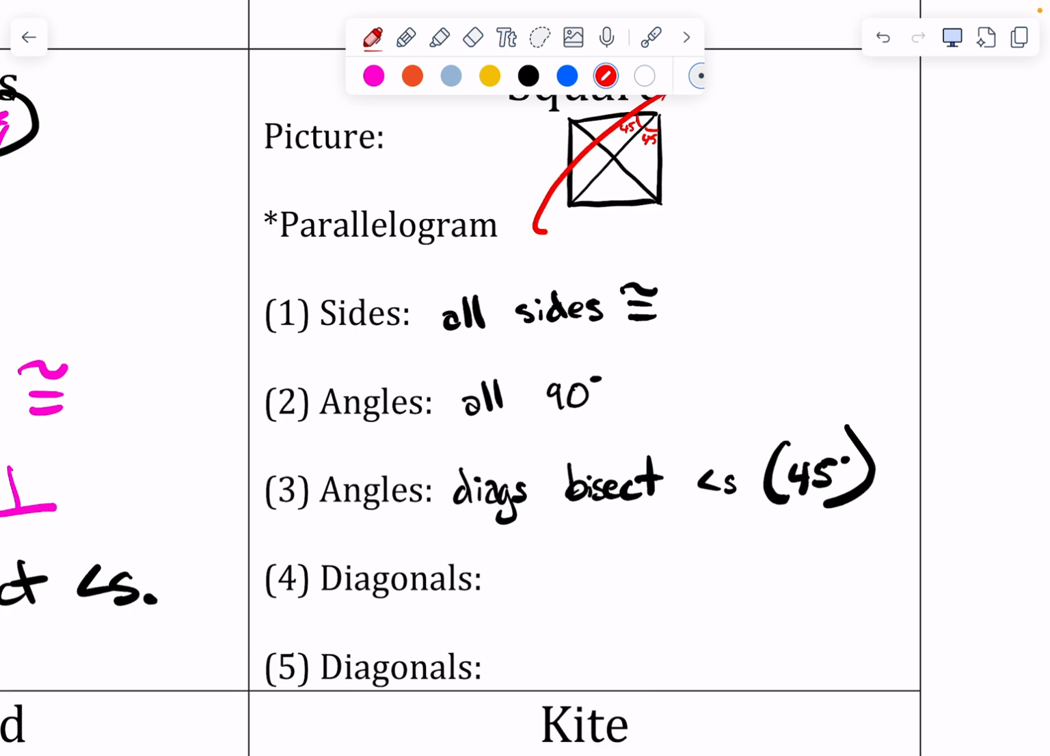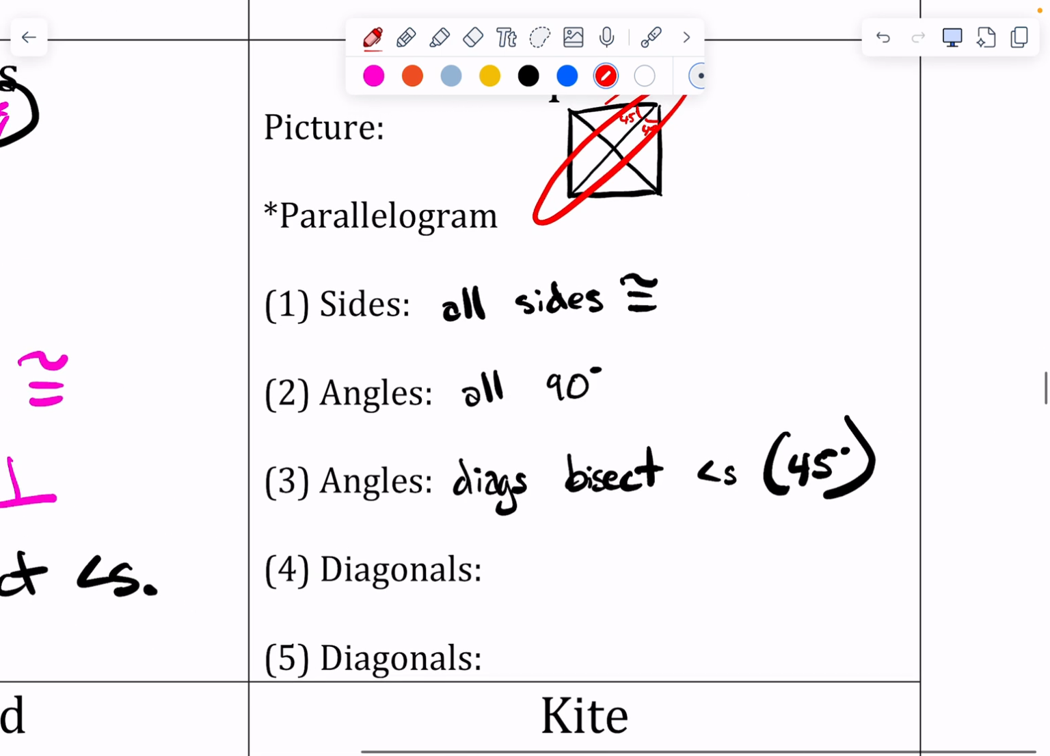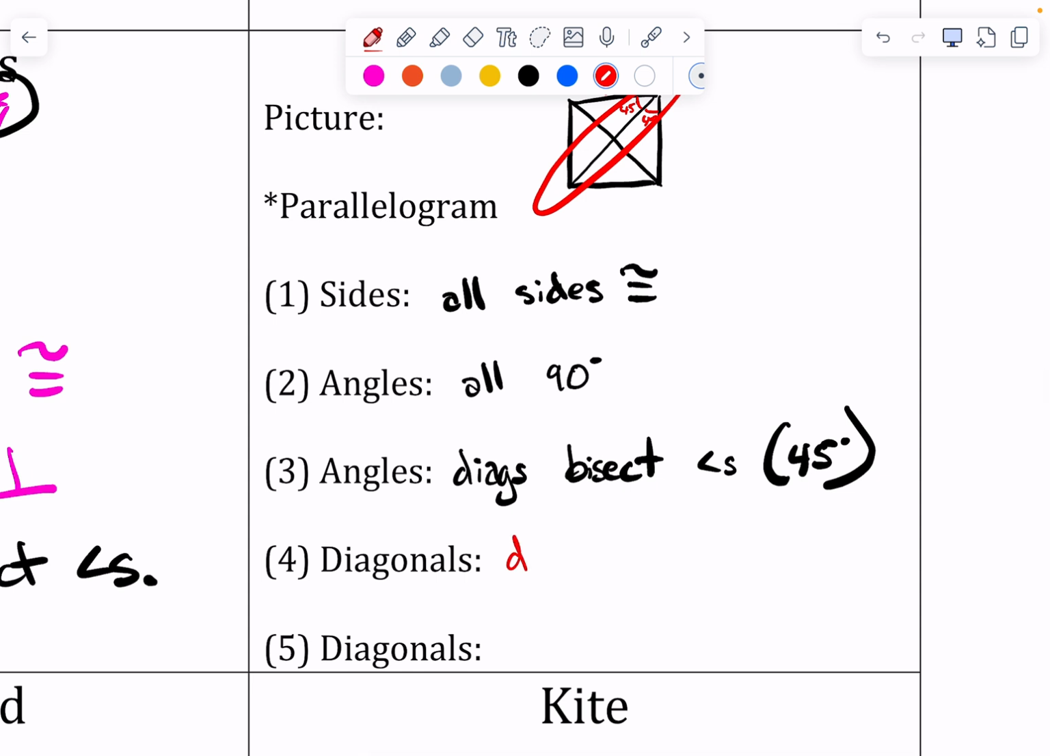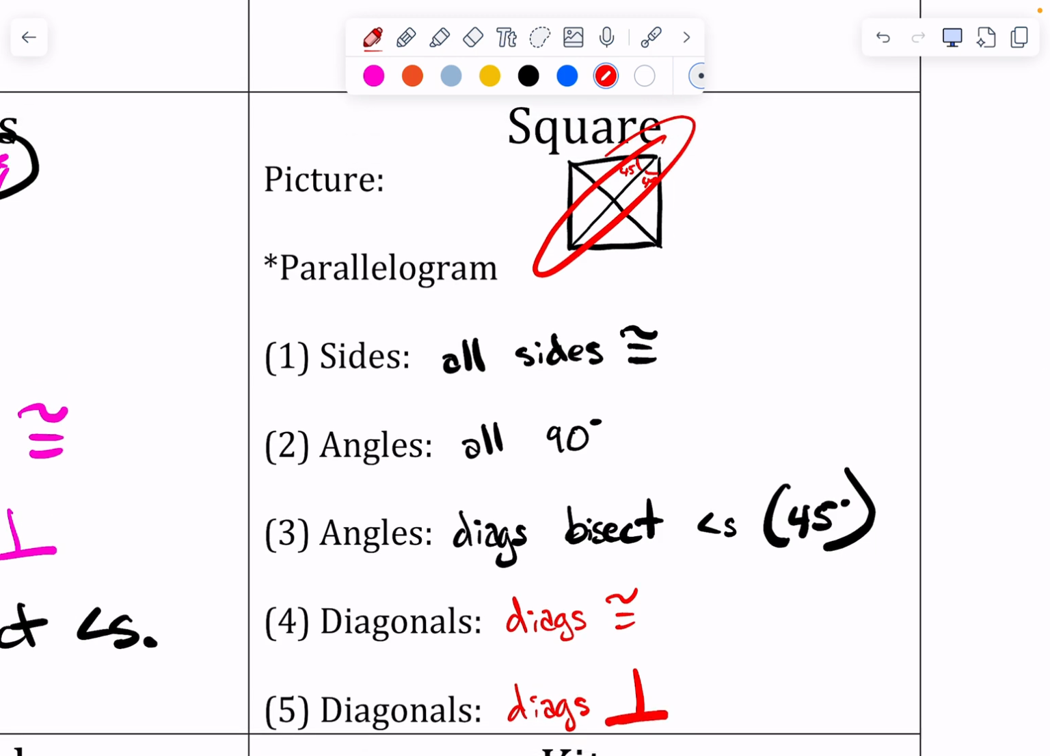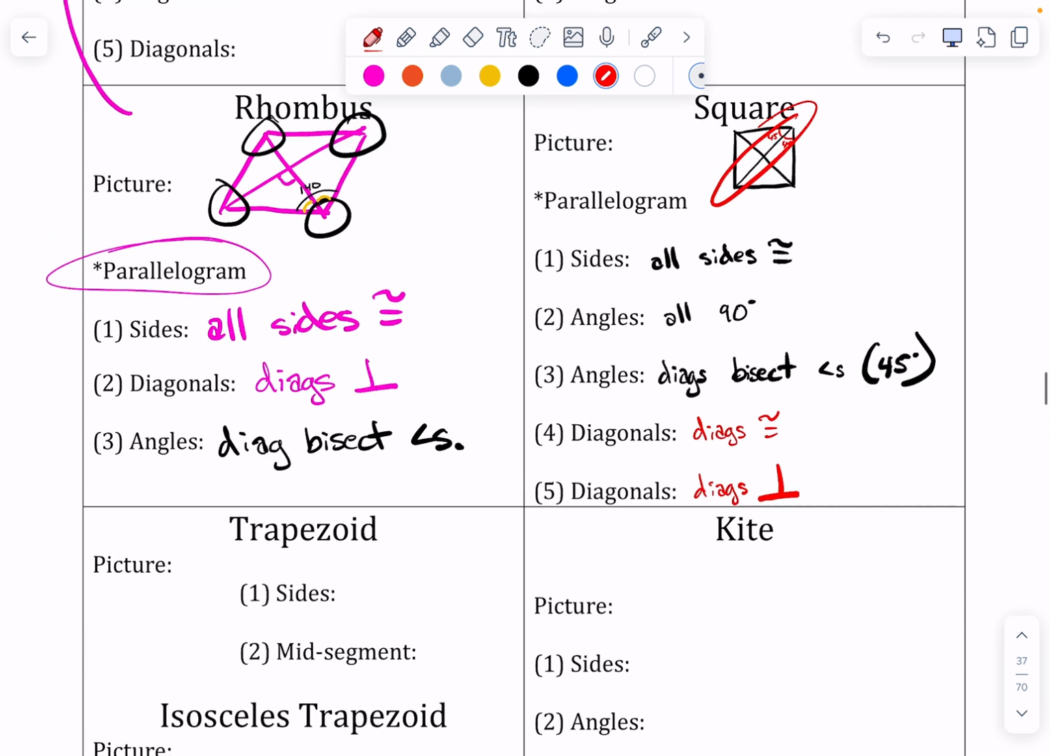They are the same length. Not true in a rhombus, but it is true in a square, okay? So diagonals are congruent, the same length, and they are perpendicular. All right, so they make a 90-degree angle when they cross. Got it?